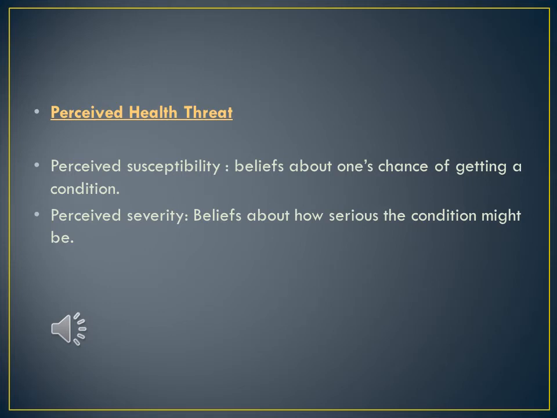There are mainly two factors which come under perceived health threat: perceived susceptibility and perceived severity. The first one, perceived susceptibility, is beliefs about one's chance of getting a condition. It is a belief of that individual about their chance of getting a condition, that is, a disorder or any disease.